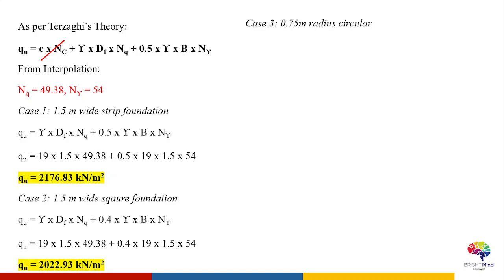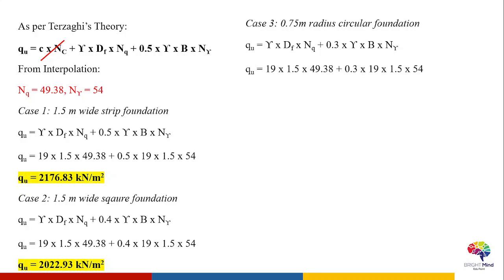Now in the third case, if a circular footing is constructed over the soil of 0.75 meter radius, the equation is rewritten as gamma into Df into Nq plus 0.3 into gamma into B into N gamma. Substituting the values in the above equation, where B is to be considered as the diameter of the circular footing, that is 1.5. On solving, we'll get the value of ultimate bearing capacity as 1869.03 kilonewton per meter square.